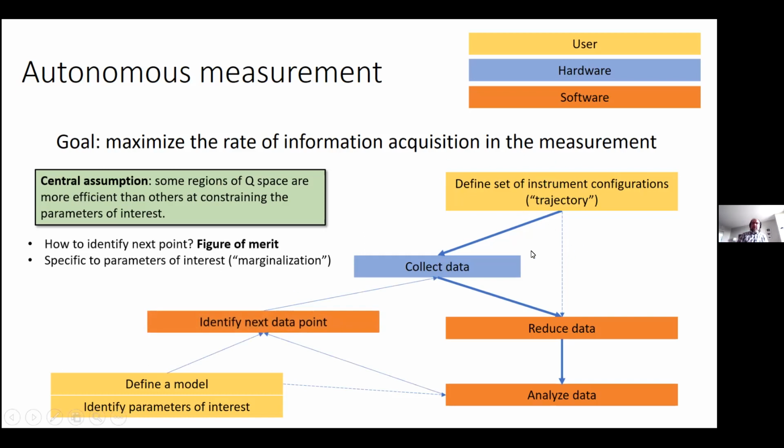So now your set of instrument configurations is not where you're going to measure, but where you could measure. So you collect some data, a limited amount of data, you reduce it, you analyze it to the best of your ability. And then for this talk, you're also going to define a model on your parameters of interest and use this to identify the next data point. In the end, this ends up being a calculation of something I call a figure of merit that basically says how advantageous is any of the possible measurement points that you could have. And in the best case, this would be specific to the parameters of interest, which in the Bayesian language would be called marginalization.